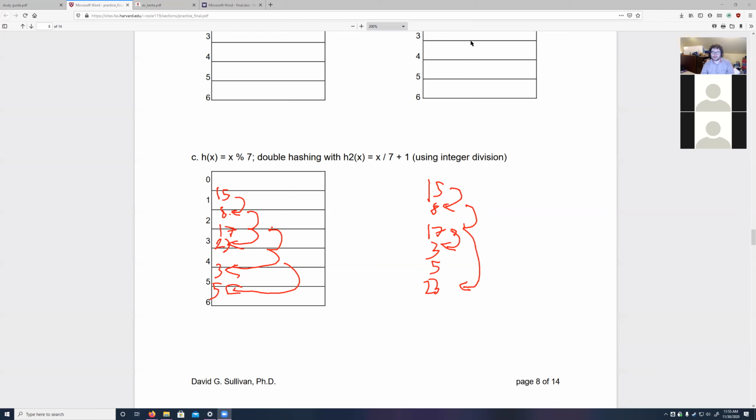Annotate clear drawings. And double hashing, the way that works is that if you have a conflict, rather than trying to look for the next available space, you use the second hash function instead.